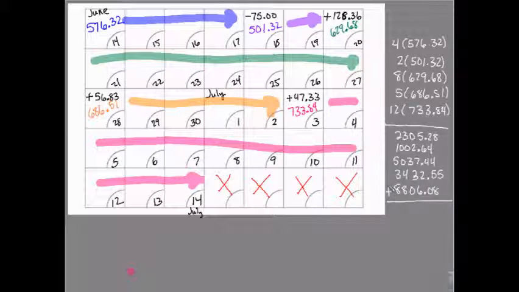Wait, I have a question. Why does it say 42854? What is that? That's how many days. This is the number of days. Okay, thank you. Better?